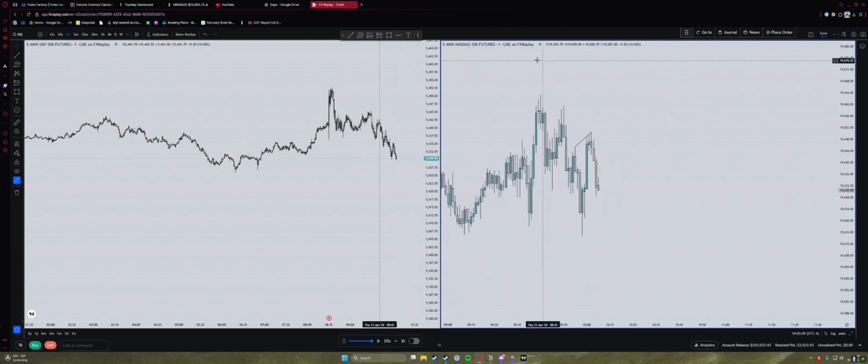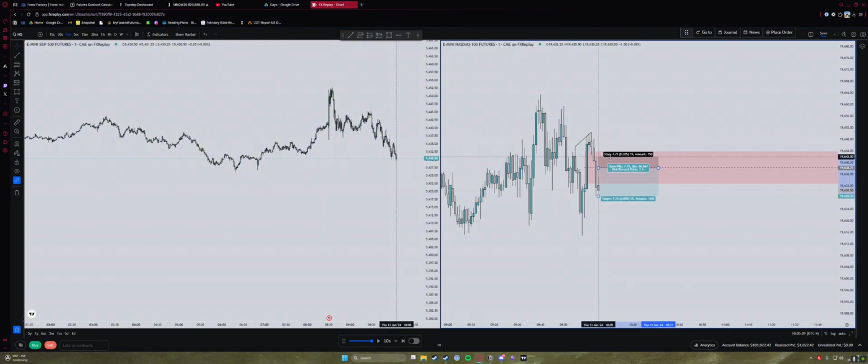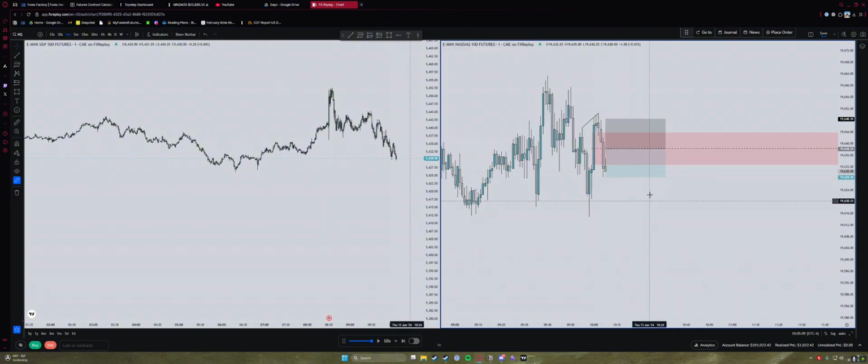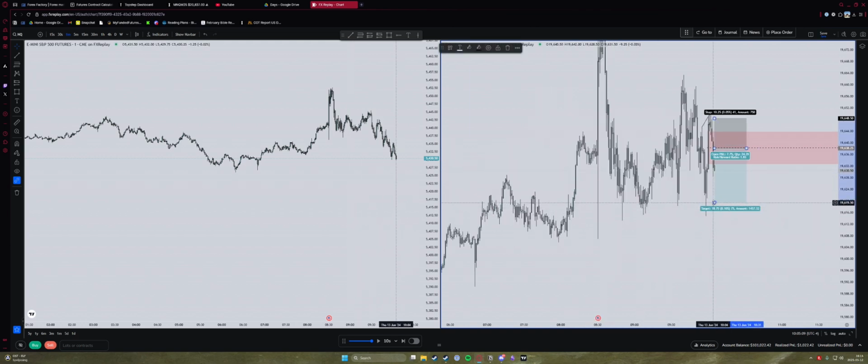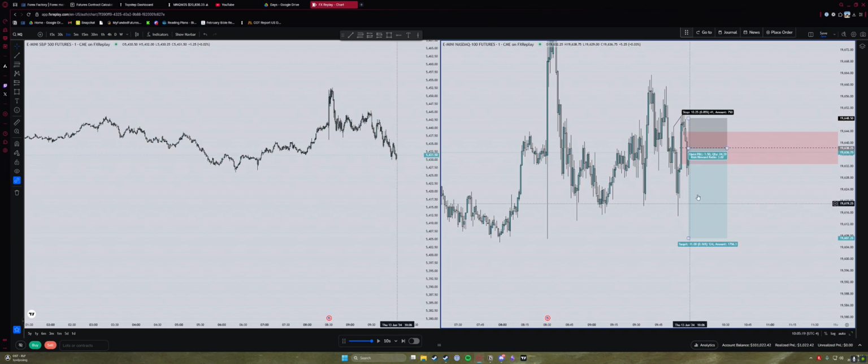Yeah, perfect. I'm going to look for an entry around 50% of the inverse fair value gap. Put my stop loss just above there and target down here. Okay, I missed my entry a bit. I'm still going short here.